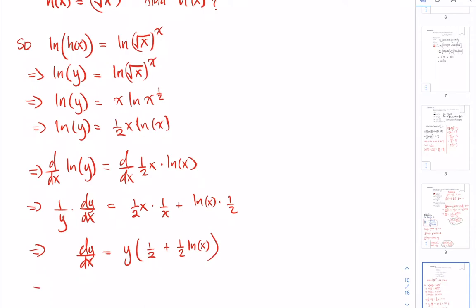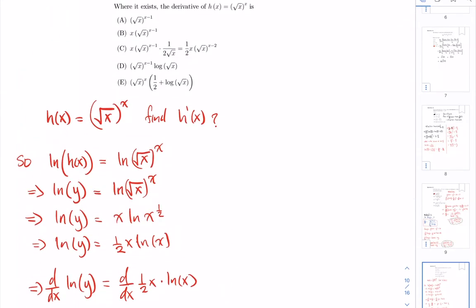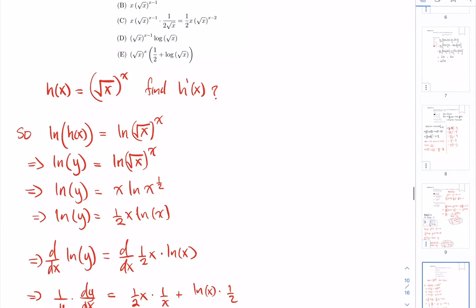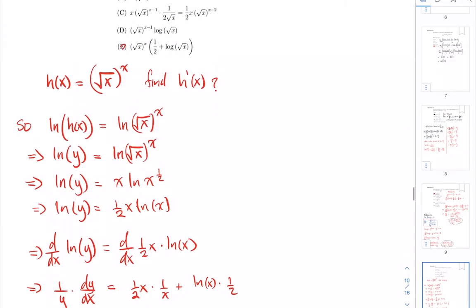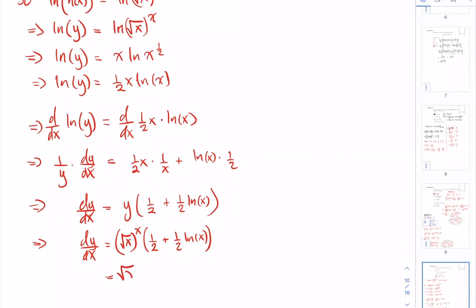But what is y? y is equal to the square root of x raised to the x power. So therefore, resubstituting in the square root of x raised to the x power, we now end up with something closer to the answer choices that are actually there. Looking at the answer choices, we realize that answer choice E is the correct answer, simply because here we have the square root of x raised to the x. Let's erase that.